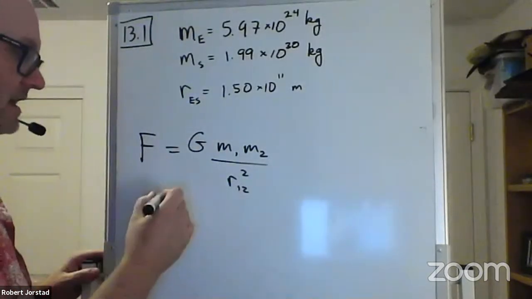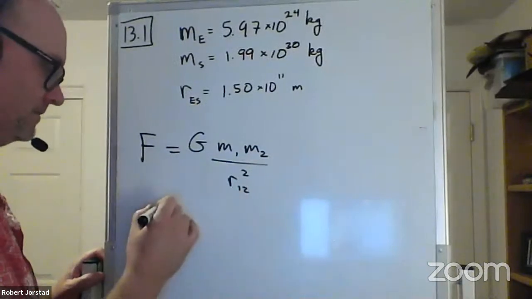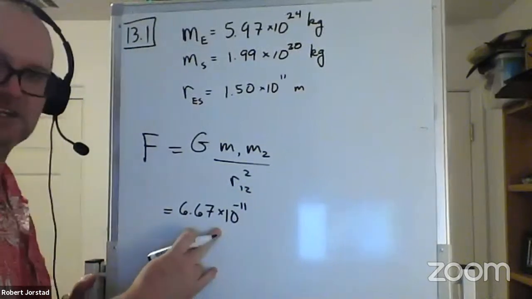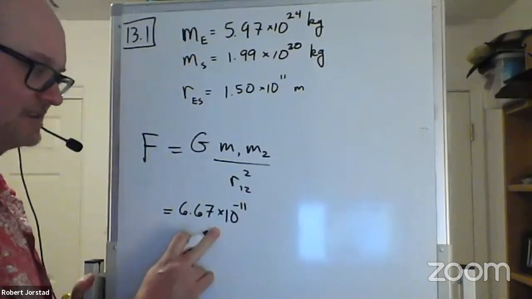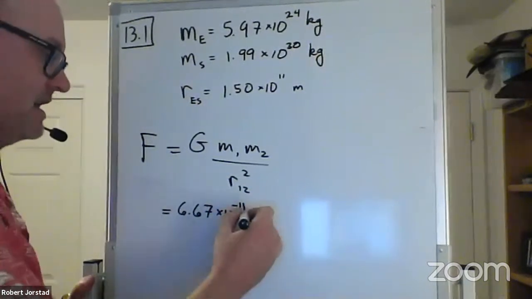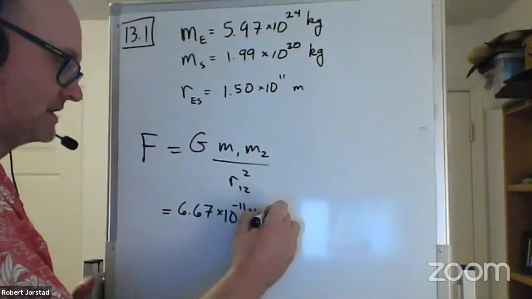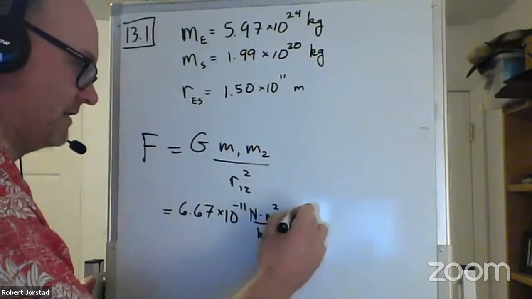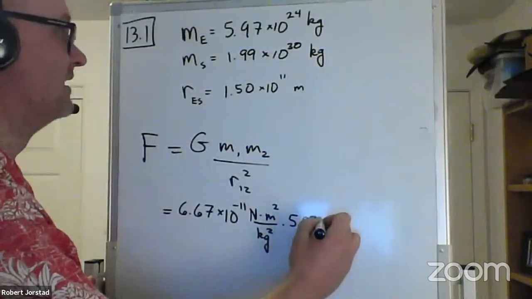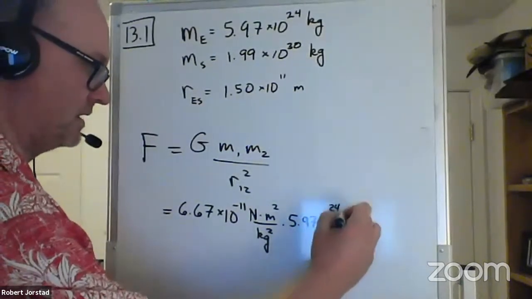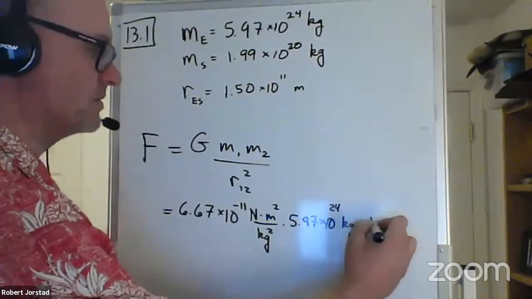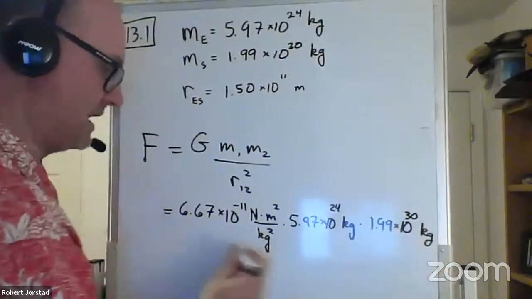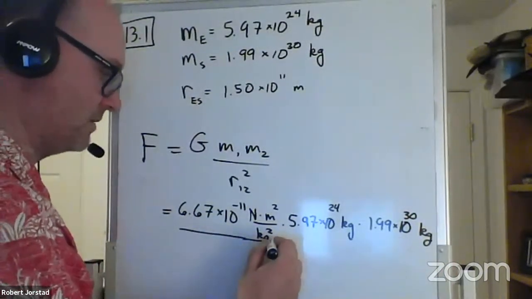Let's start simple. When I plug this in, 6.67 times 10 to the negative 11. That's why these gravitational forces end up being so small despite huge masses. It's like a billionth, almost. Times, and that's newtons times meters squared per kilogram squared, times 5.97 times 10 to the 24th kilograms, times that. I don't always work these out, but I do think it's worth it to do one of them all the way through, okay?